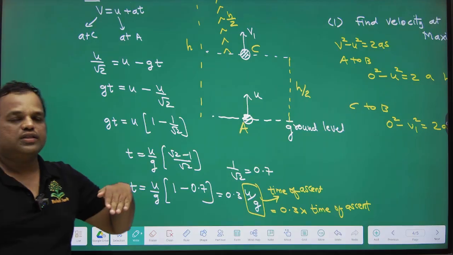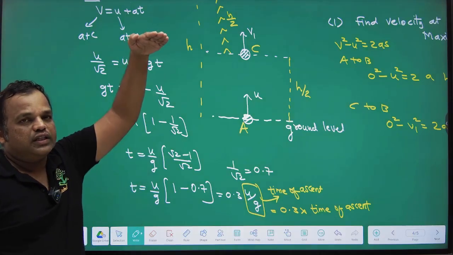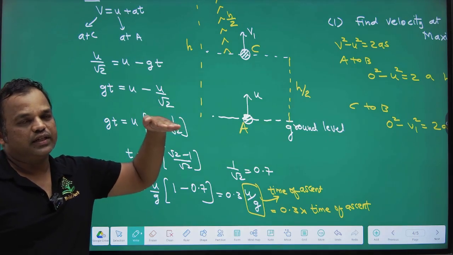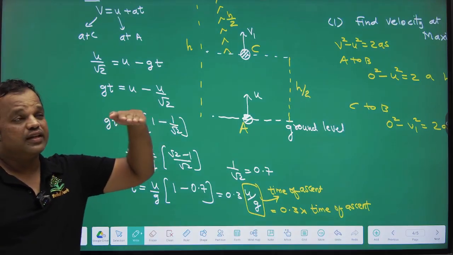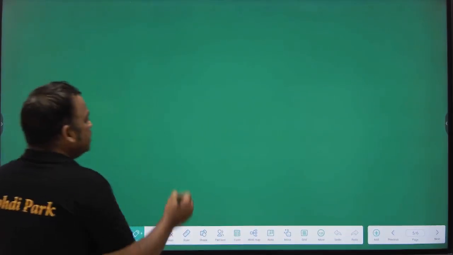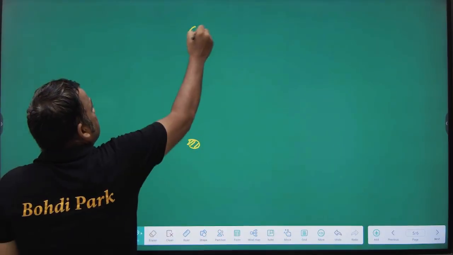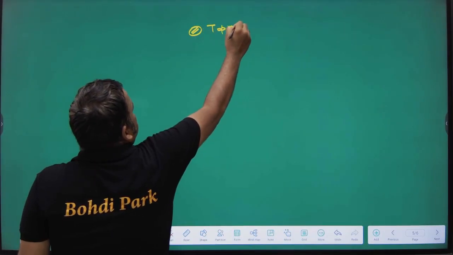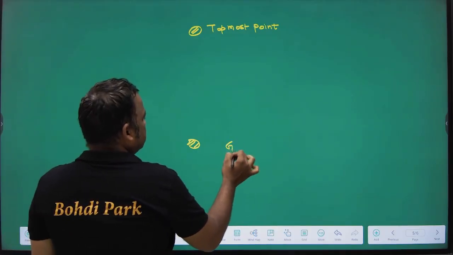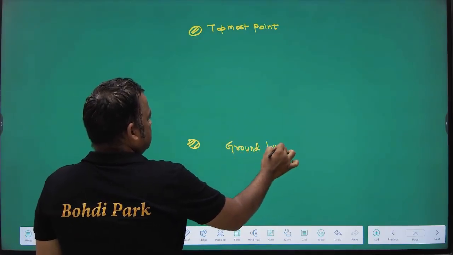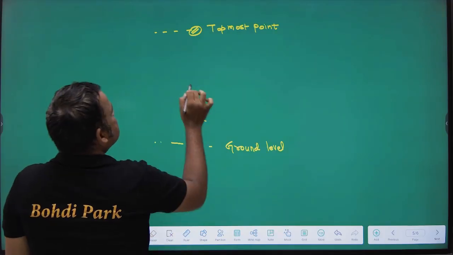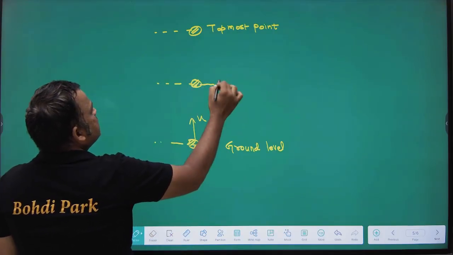Suppose it is going upward and it is taking 1 second. So at half the height it will take 0.3 second, and the remaining 0.7 second it will take to cover the remaining height. So how to find the time to cover the remaining height? So this is the topmost point, and this is the ground level. It is thrown with velocity u. So this is the mid level.